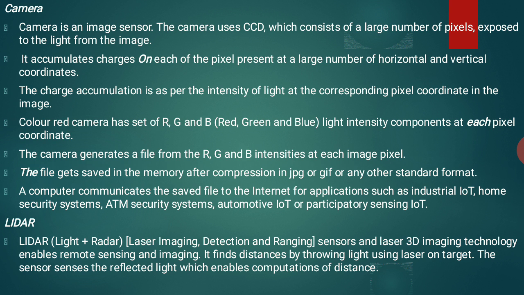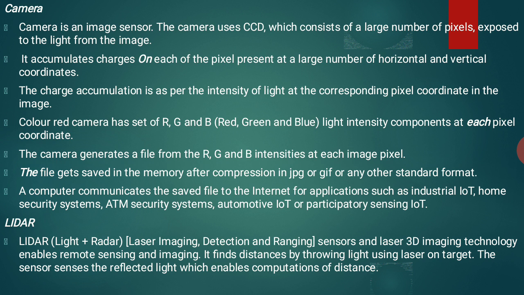It uses the CCD, which consists of a large number of pixels exposed to the light. Whenever it is focused on the light, it forms the images. It accumulates charges on each pixel present at a large number of horizontal and vertical coordinates. So it generates the charges on a large number of pixels present at horizontal and vertical coordinates.